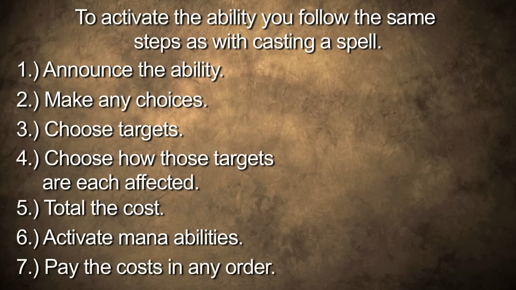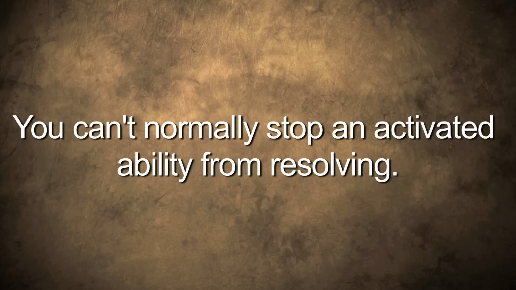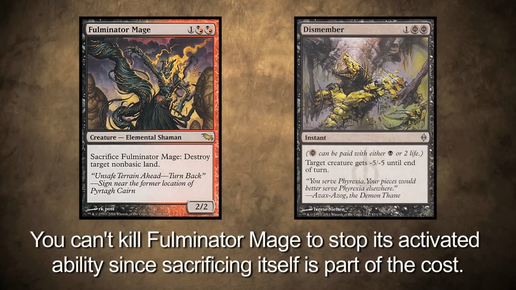During all of those steps, no one can normally play spells or abilities of their own, and once all of these steps are dealt with, the ability is officially considered activated and on the stack, and then all players will get a chance to respond before the ability resolves. So this means you can't normally stop an activated ability from happening, like with Fulminator Mage, by trying to Dismember it in response to the activated ability before the cost of sacrificing it is paid, because that cost is paid as part of activating the ability in the final step.